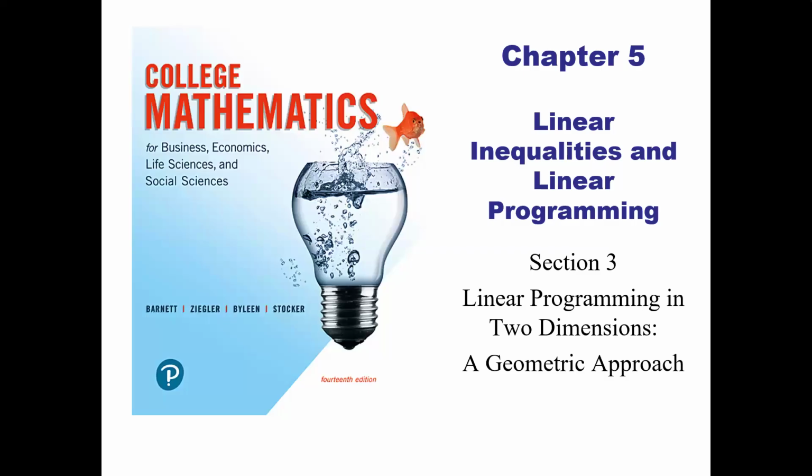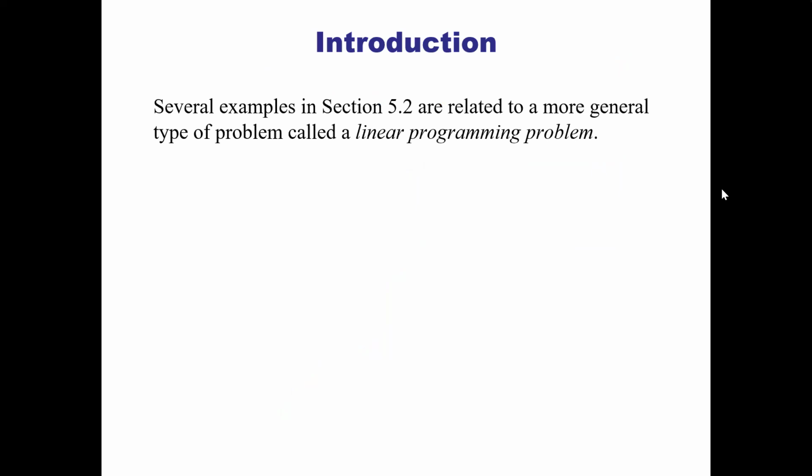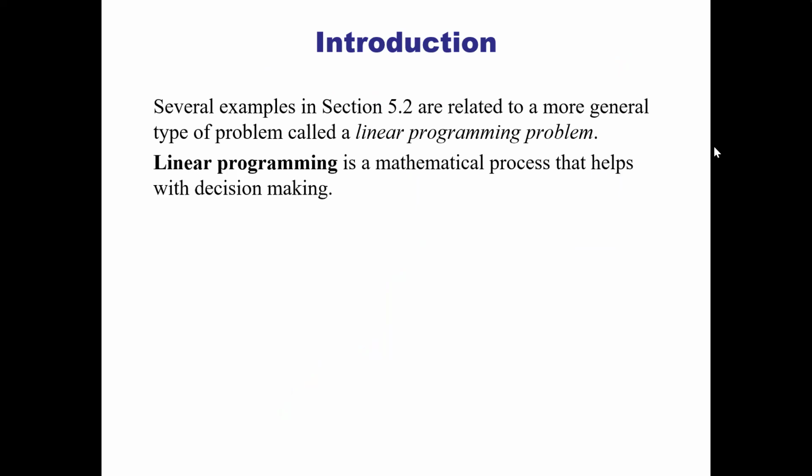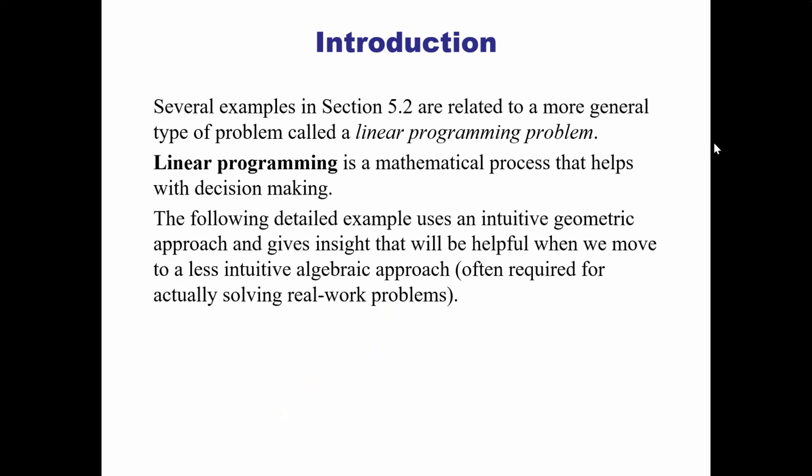Okay, here we're in chapter 5 on linear inequalities and linear programming, and this is section 3 on linear programming in two dimensions, a geometric approach. So, several examples in section 5 are related to a more general type of problem called a linear programming problem. Now, these are mathematical processes that help with decision making.